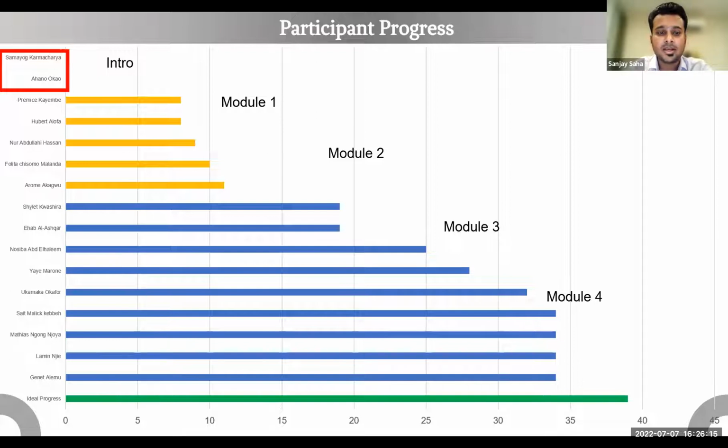Similarly, other participants, they are in module 3 or module 2, and some are on module 1 or maybe beginning of module 2. And then, some people have not started yet for some reason or other, which is what I'm trying to encourage them to do, to start the course. So this is what these bars mean. They're the progress until today, more or less.